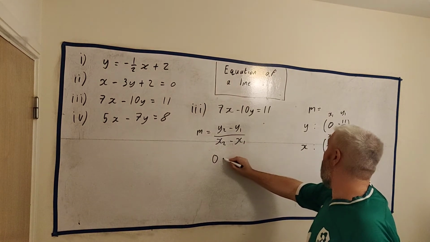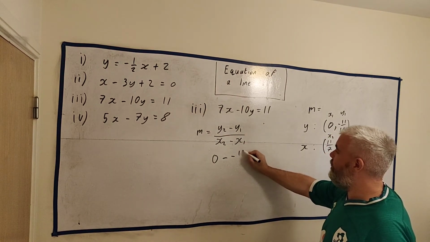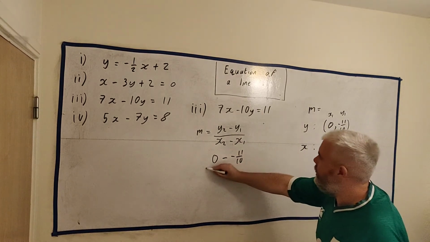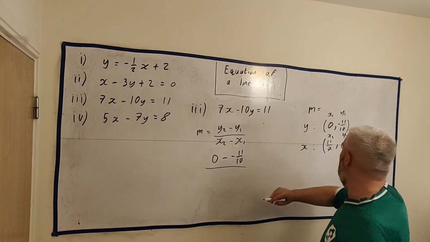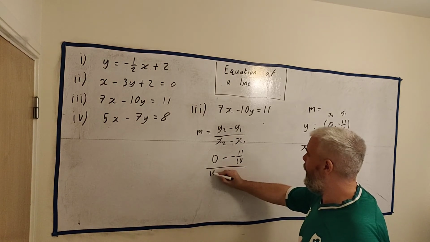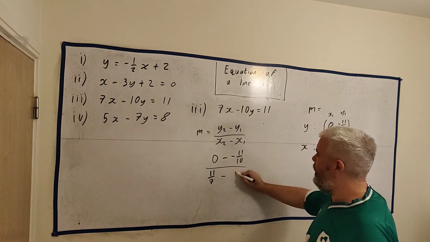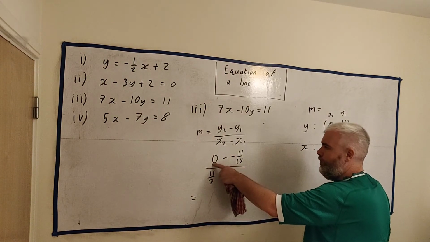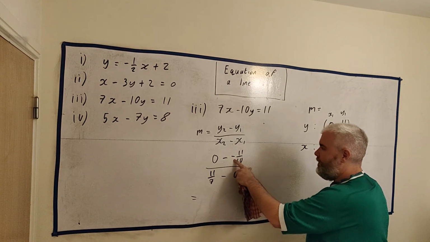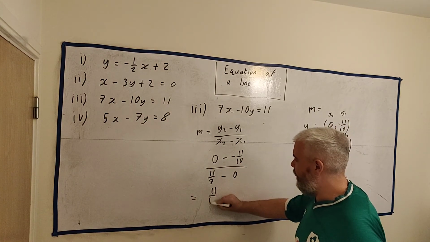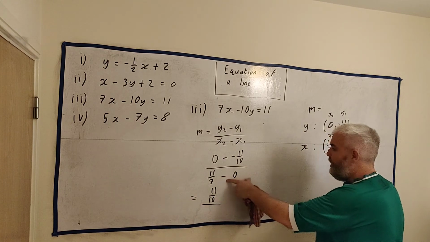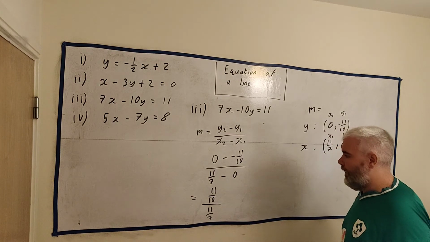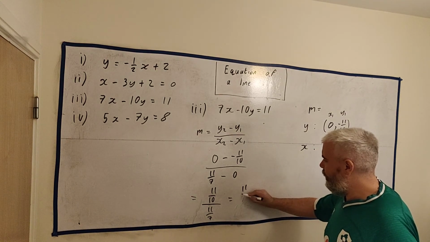That is 0 minus minus 11 over 10, I'm just writing the numbers I see into this, divided by 11 over 7 minus 0. Let's clean this up. 0 doesn't matter, but minus minus becomes a plus. So 11 over 10, and minus 0 doesn't matter, so that's 11 over 7. Let's see, that is equal to 11 over 10.